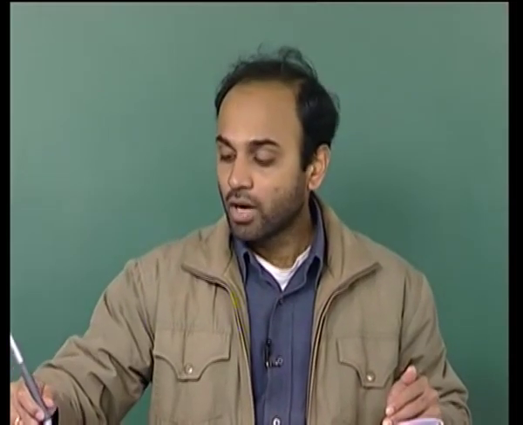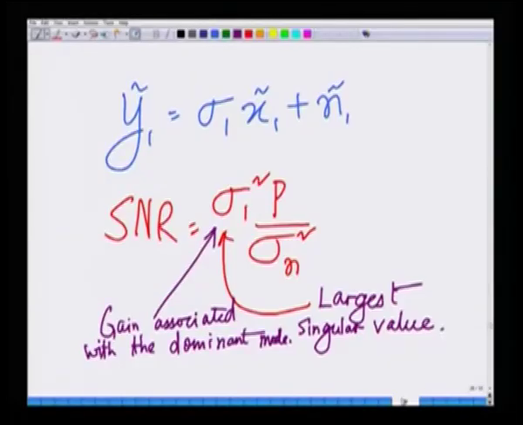Alright, first of all, I want to introduce some nomenclature. Look at this. This introduces a gain sigma 1 square, which is the maximal gain possible in the MIMO channel for a stream.